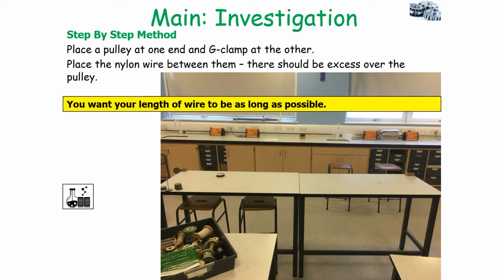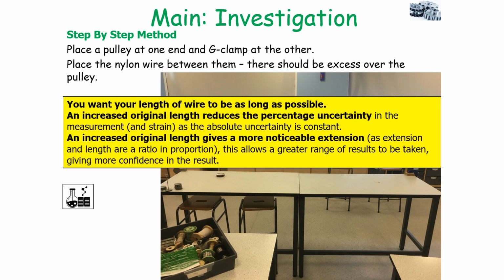Now you want to keep your length of wire in this investigation as long and as thin as possible, because an increased original length reduces the percentage uncertainty in the original length measurement, because our absolute uncertainty is constant, and secondly, an increased original length gives a more noticeable extension, which gives a greater range of results and a lower percentage uncertainty in the extension as well.